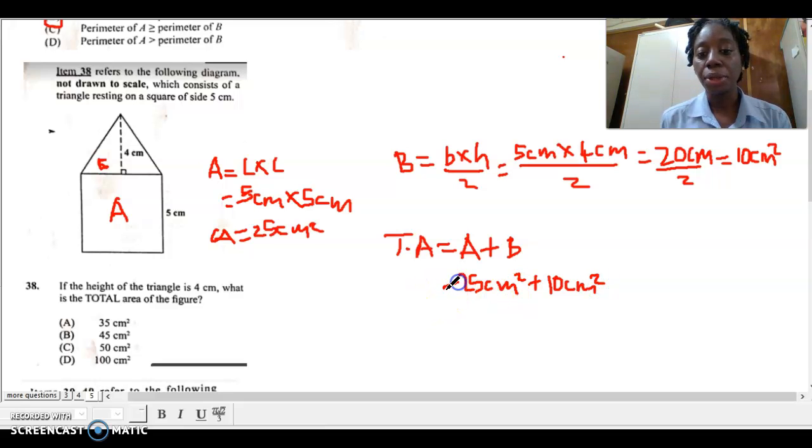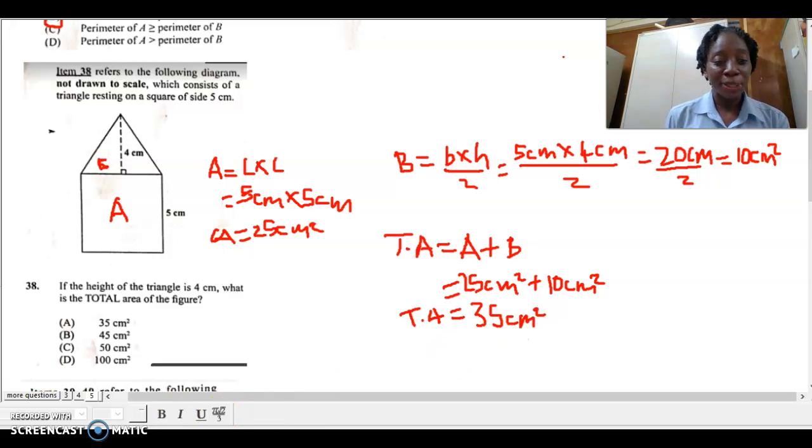Alright, so therefore, the total area of this figure is simply 25 centimeters squared plus 10 centimeters squared, which will give us a total area of 35 centimeters squared. How easy was that? So therefore, our answer is A. Alright, so moving right along.